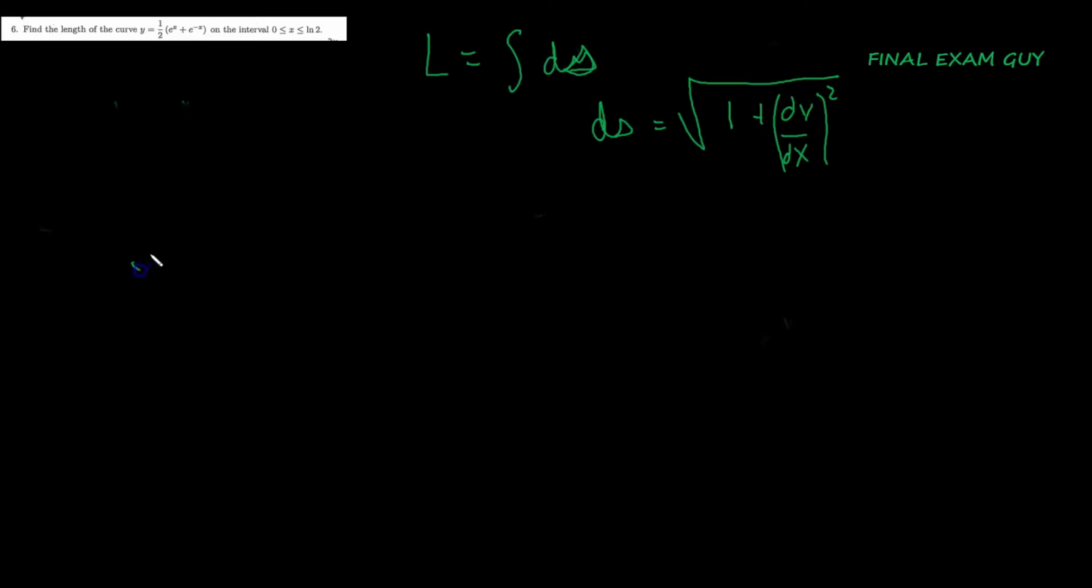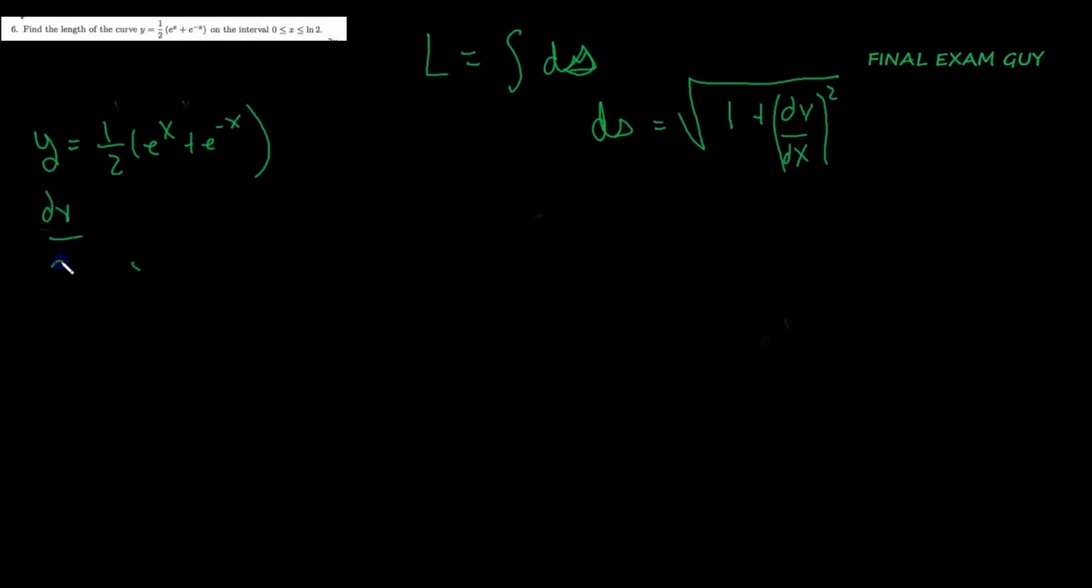So there's a formula for the length of a curve. The length L is equal to the integral of ds, where ds is equal to the square root of 1 plus (dy/dx) squared. This is just the dy/dx term squared. So our function is y equals 1/2 (e^x + e^(-x)).